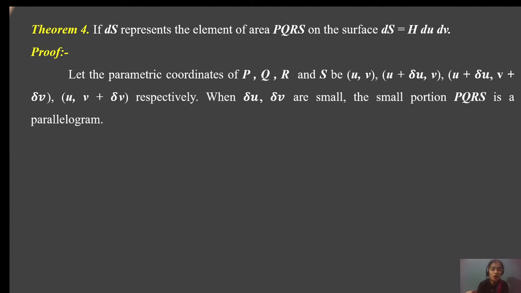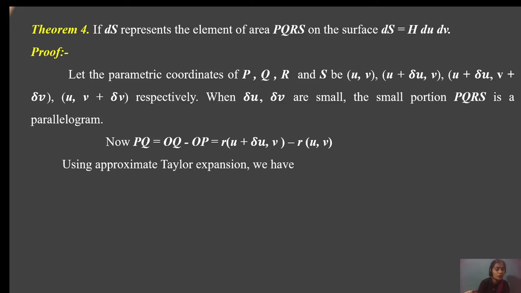Let the parametric coordinates of P, Q, R and S be (u, v), (u plus delta u, v), (u plus delta u, v plus delta v) and (u, v plus delta v) respectively. Consider P as first, Q second, R third and S fourth. When delta u and delta v are small, PQRS is a parallelogram. Now PQ equals OQ minus OP, that is r(u plus delta u, v) minus r(u, v).